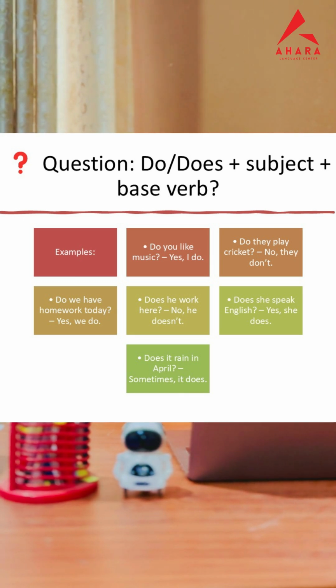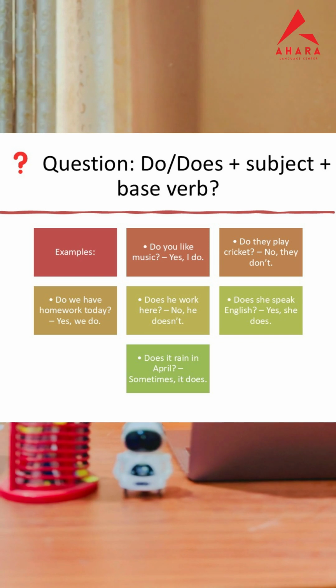Questions. How do we make questions using simple present tense? Do or does plus the subject plus the base verb. When we are using do, we will use it with I, you, we, they as usual. Then when does comes, we will be using it with he, she or it. Do you like music? When I'm using you, I'm applying do. Do they play? So when it comes to they, we are saying do.